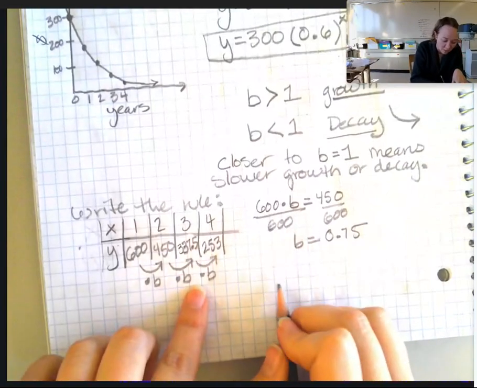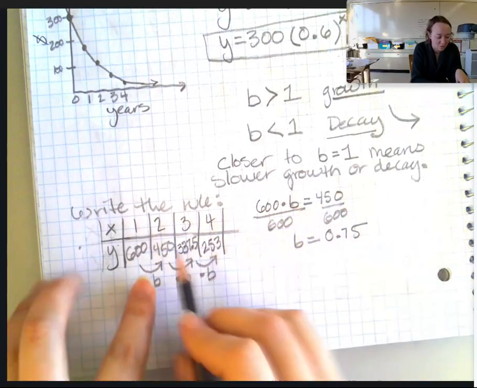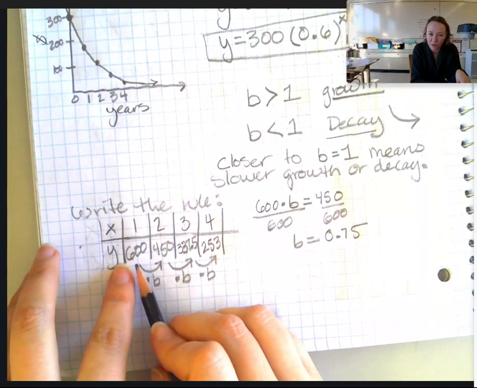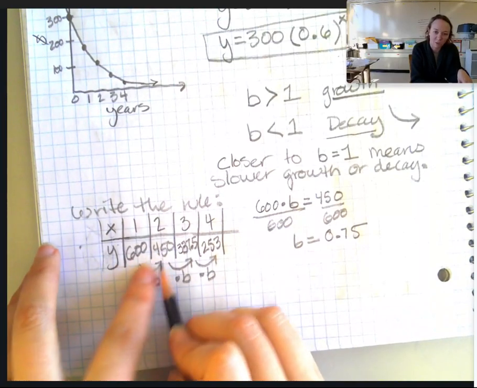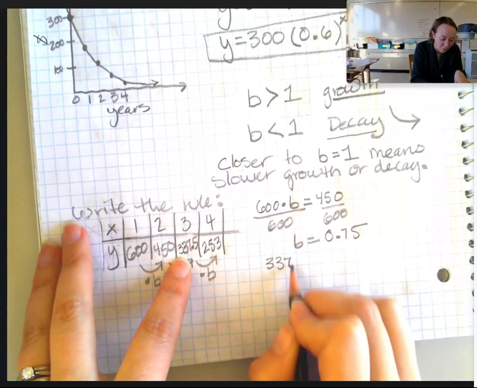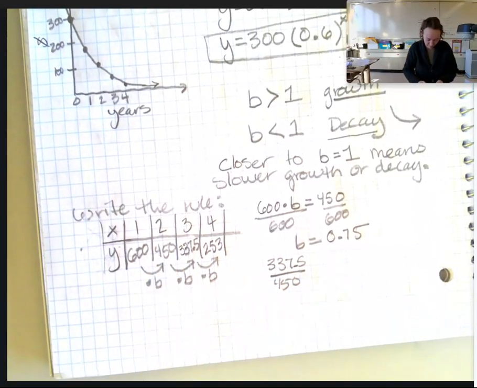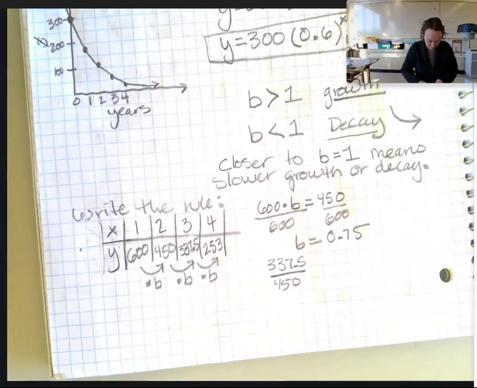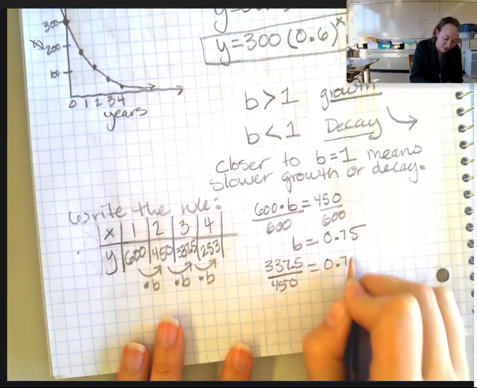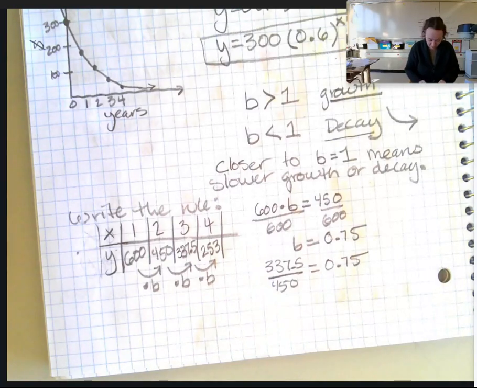Let's check the other one. You can see what ended up happening here was I was dividing the second value by the one before it, right? By dividing the later value by the one right in front. So I'll do that on this one too. 337.5 divided by 450. And hey, look, once again, I get 0.75. That's great. This is checking to confirm that this is in fact exponential.